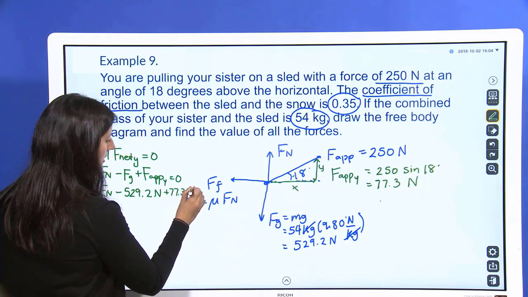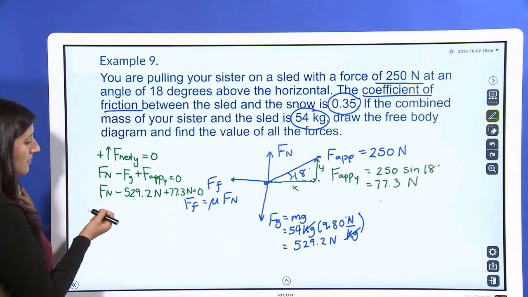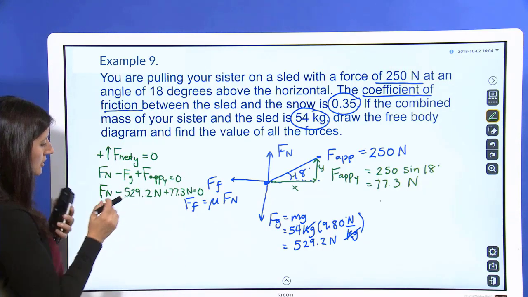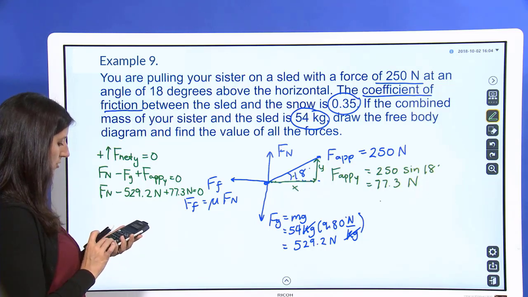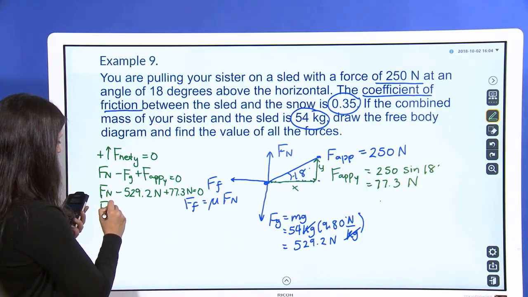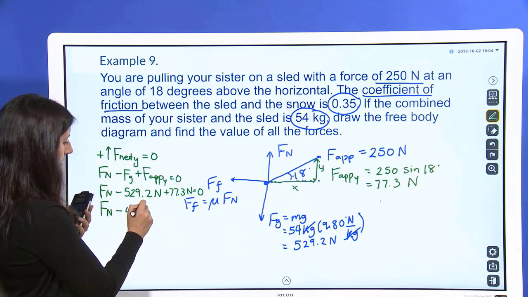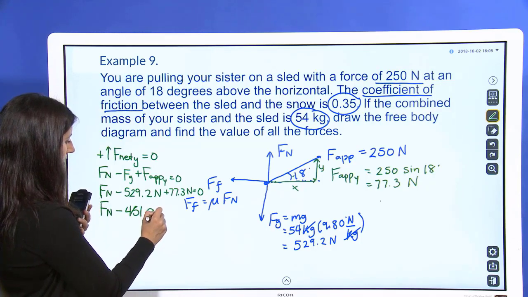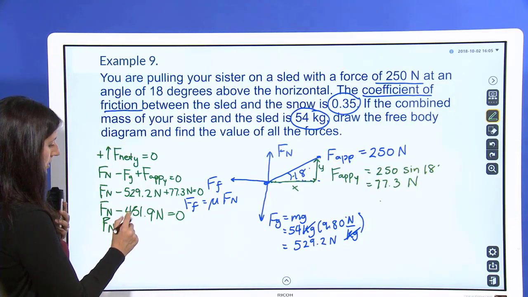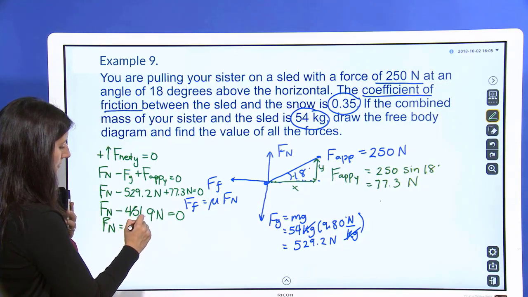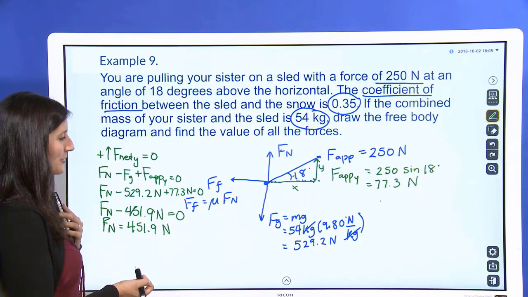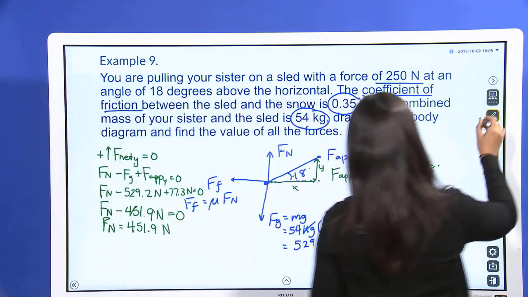Fn minus 529.2 plus 77.3 equals 0. I'm solving for this Fn, so I'm going to bring everything else to the other side. Let's add these together first. So I have negative 529.2 plus 77.3, and I get Fn minus 451.9 equals 0. Fn equals, I bring this to the other side and I get positive 451.9 newtons. Now I know my normal force. So that's what's going to go in here.